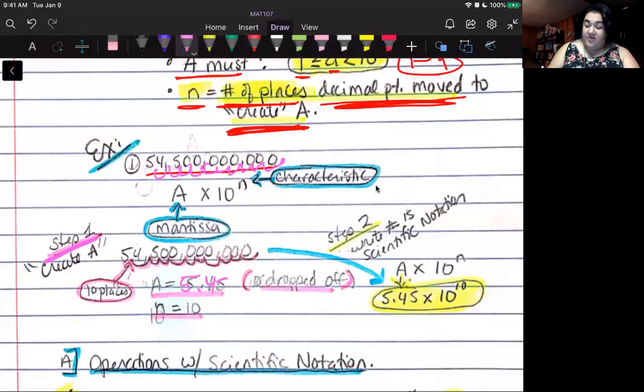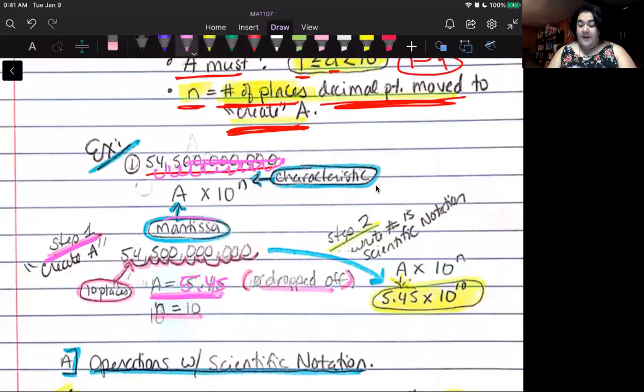Please note that any zeros to the right of the decimal point get dropped off. We only hold on to the non-zero numbers. So all these zeros get dropped off, and that is why you only have 5.45 as your A, okay?